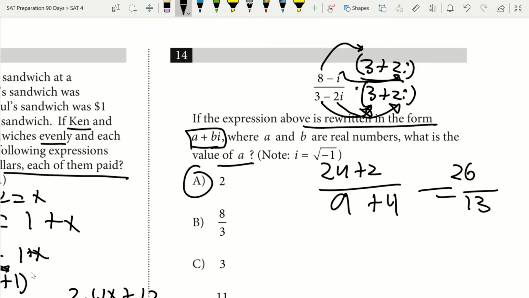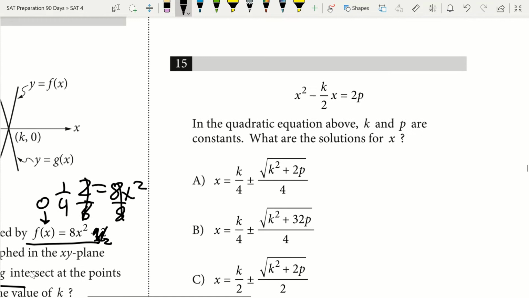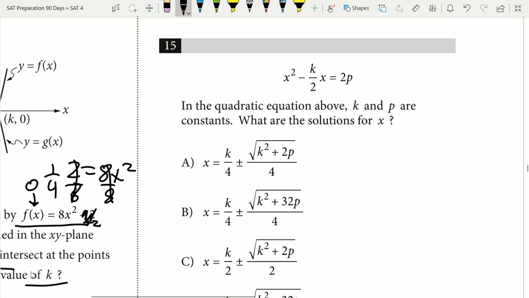Okay, now we've got question 15. Question 15, in the quadratic equation above, k and p are constants. What are the solutions for x? Okay, I've got to multiply this whole thing by 2. Or I guess I'll wait. I'll first show you that I've got to set it equal to 0. So I've got to set it equal to 0 to use the quadratic formula. So I've got to subtract 2p from each side.